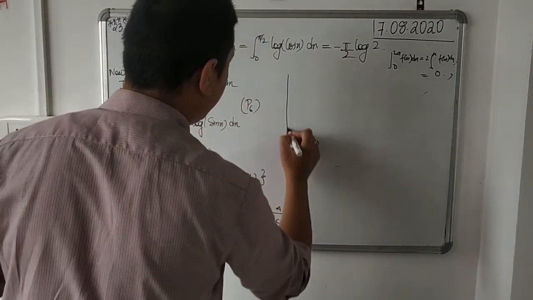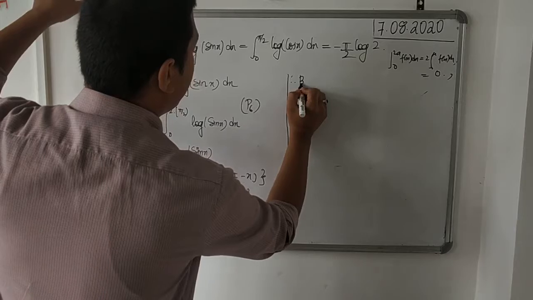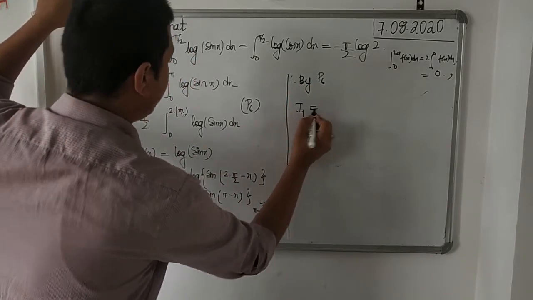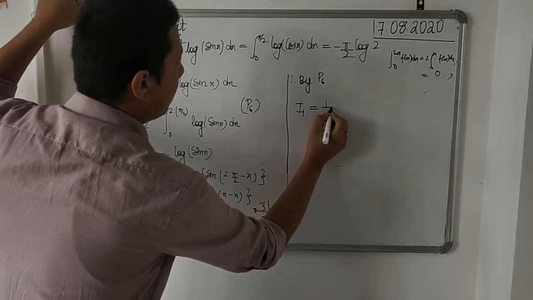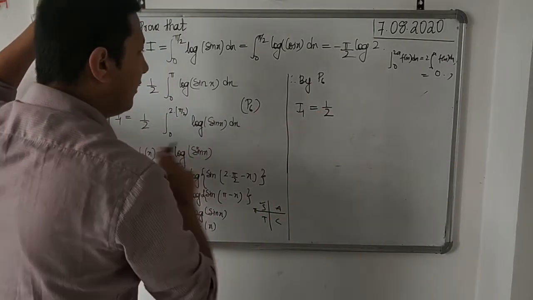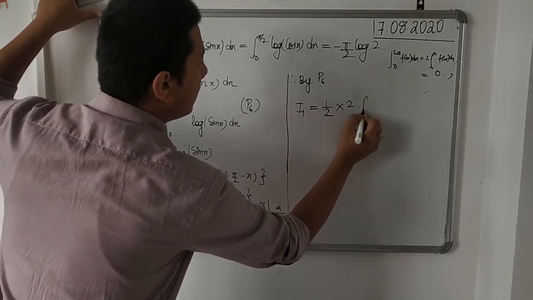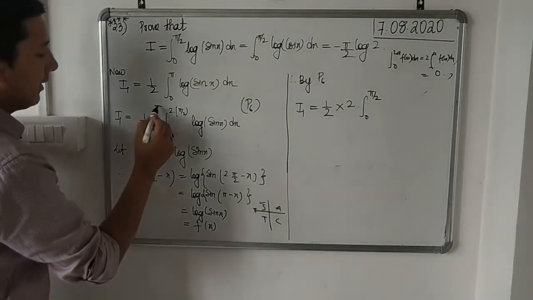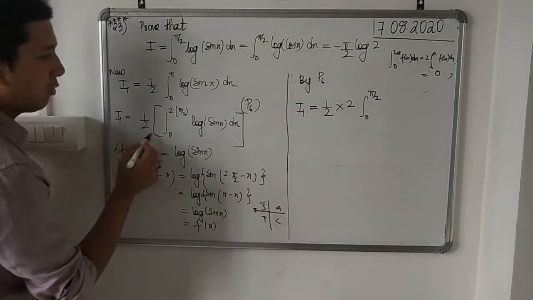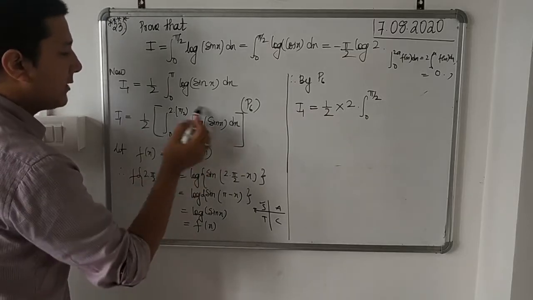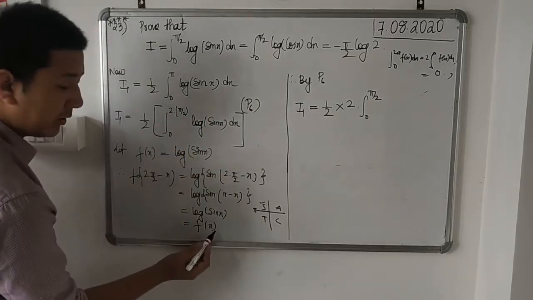from here, by property 6, what can I write is I1 is equal to, it was half, right? Half is already there. Now the value for this will be twice 0 to pi by 2. See, I'm writing the value for this. Half was already there, half is already here. Now this satisfies property 6, isn't it?